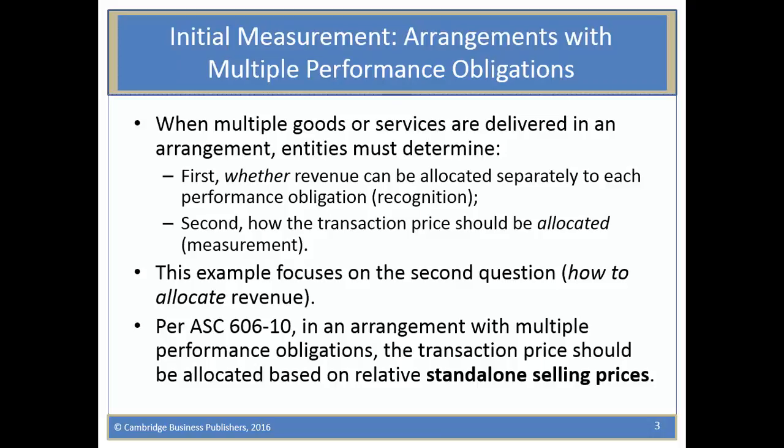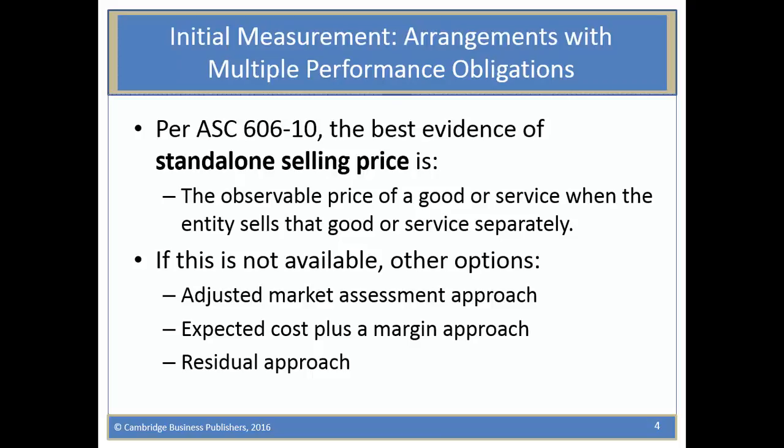Per ASC 606-10, in an arrangement with multiple performance obligations, the transaction price should be allocated based on relative standalone selling prices. Per ASC 606-10, the best evidence of standalone selling price is the observable price of a good or service when the entity sells that good or service separately. If this is not available, other options include adjusted market assessment approach, expected cost plus a margin approach, or a residual approach.